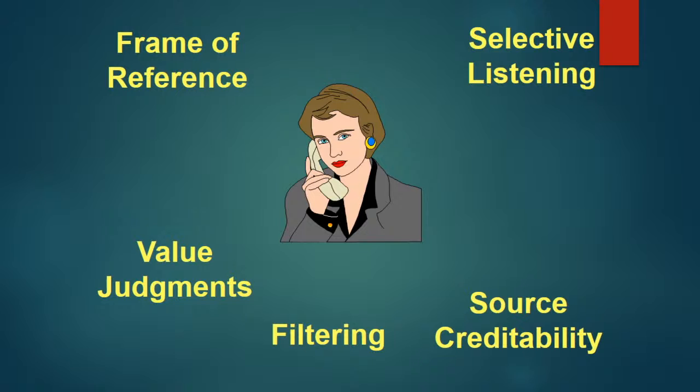Then value judgments are also important. These value judgments are a source of noise when a receiver evaluates the worth of a sender's message before the sender has finished transmitting it. Often such value judgments are based on the receiver's previous experience either with the sender or with similar types of communication. So if you use some previous experience in judging or interpreting the information, that can serve as a barrier to effective communication.